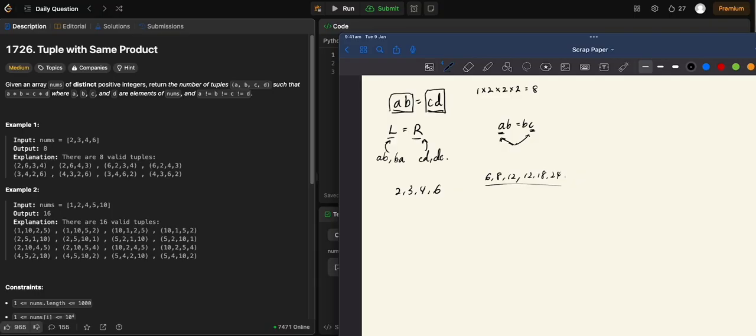So the last thing is we just have to work out, after we get this counter, how we are going to count how many sets there are. Just look at the base case. If we have a product that only appears once, so let's say something like 6, we can only form one side of the equation for the AB equals CD thing. We can only form one side, so it will never be possible.